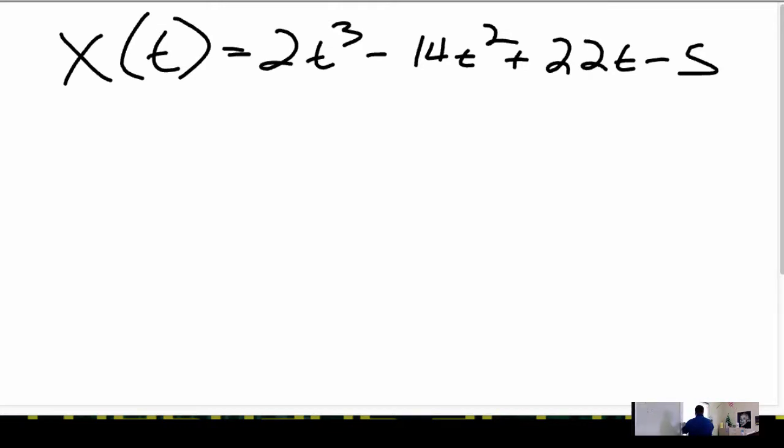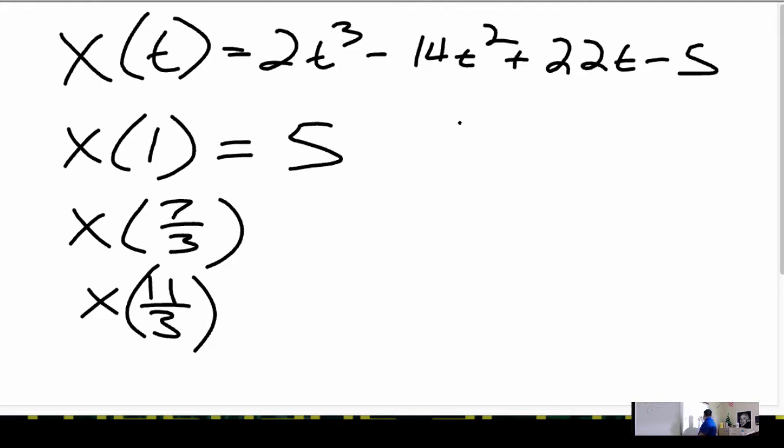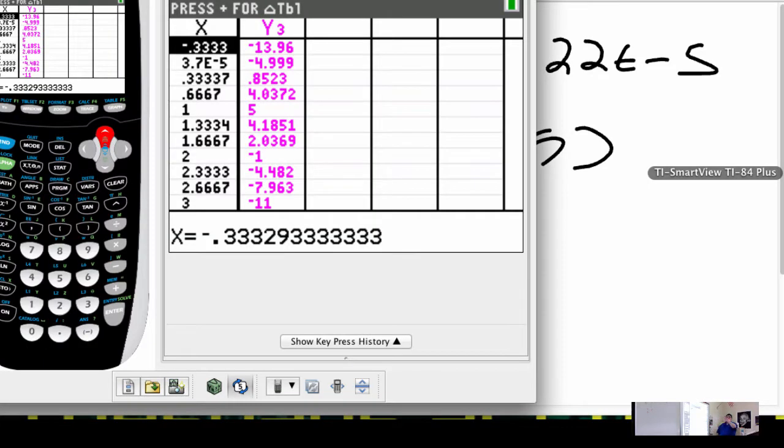And so now what I'm doing is plugging in the critical points. I'm trying to figure out what x of 1 is, what x of 7/3 is, and what x of 11/3 is. So I'm just going to take those values and plug them in. What that tells me is that the point 1 comma 5 occurs on the line. So does that make sense what we're doing? All right, good. Let's figure out these last two.